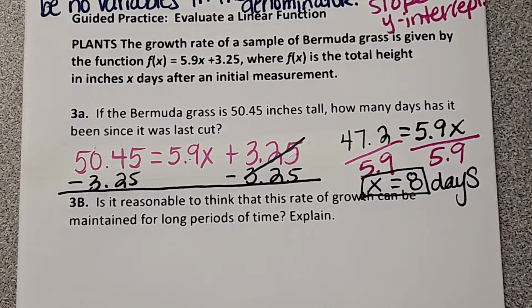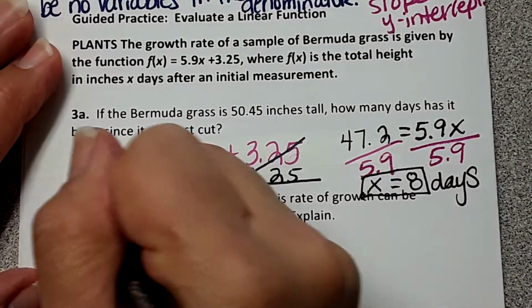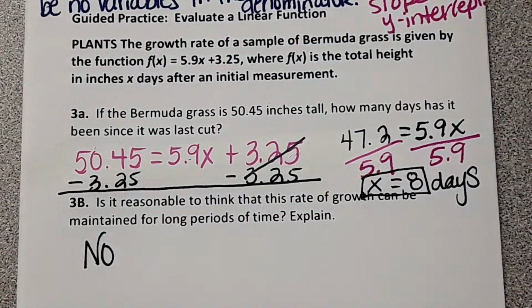Okay, so the question is, is it reasonable to think that this rate of growth can be maintained for long periods of time? Explain. So do you think the grass could keep growing and stand that high? Is that reasonable? That every 8 days it could grow 50.45 inches? No, why do you guys think that? So no, it's not reasonable. Anybody? That's a lot of inches. It is, right? In 16 days, it would be 100.90 inches.